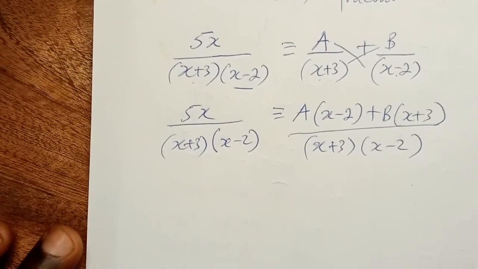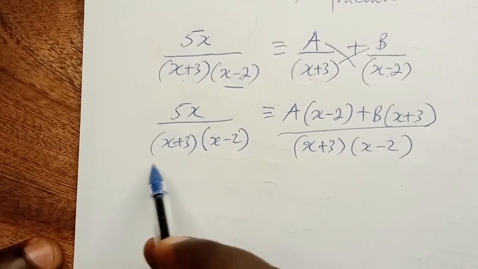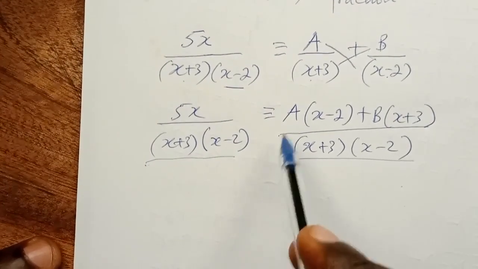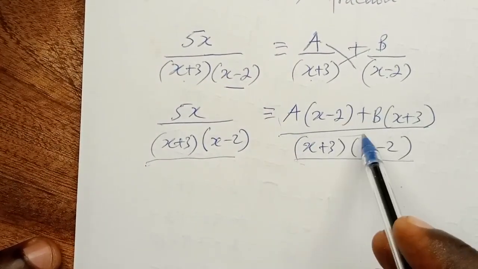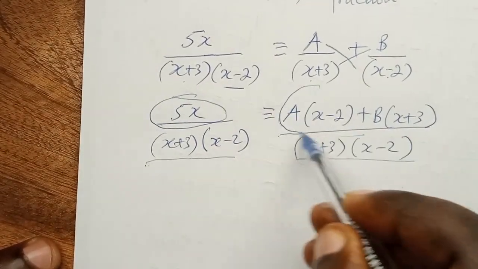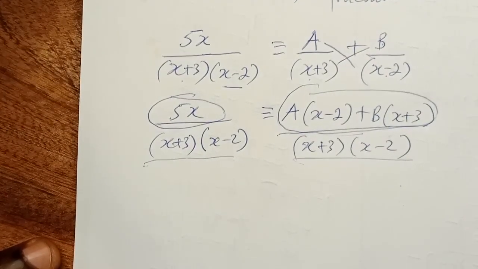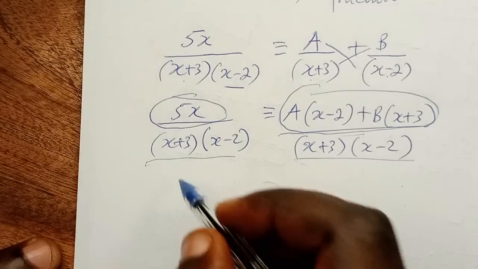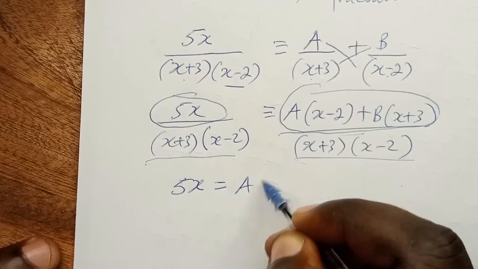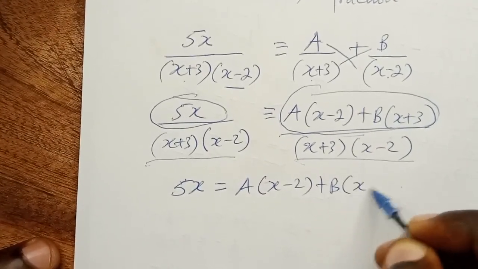And here, what we are going to do is to use the rule that states that if the denominators of two expressions are the same, then of course the numerators must also be the same. Therefore, 5x must be the same as A into x − 2 plus B into x + 3. So we are just going to use this expression that states that 5x should be equal to A(x − 2) + B(x + 3).